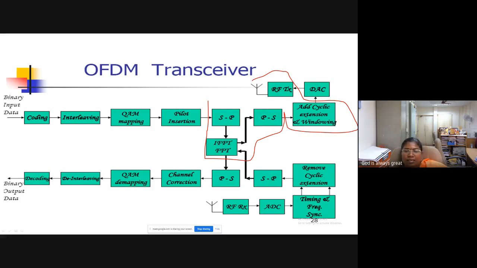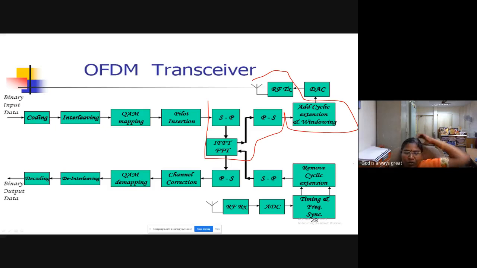Similarly, at the receiver end, you receive the signal, right? Convert it to digital version, do frequency offset and timing offset corrections, remove the cyclic prefix, then serial to parallel convert, do FFT, get your parallel to serial convert, then do the channel corrections, demap, deinterleave, decode, and you get your output. So this is what your normal OFDM transmitter and receiver is.